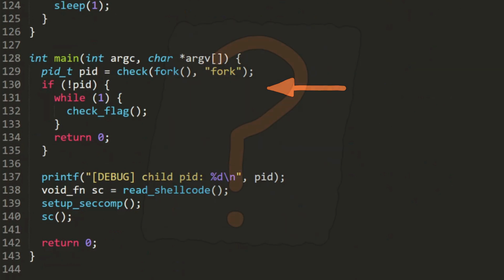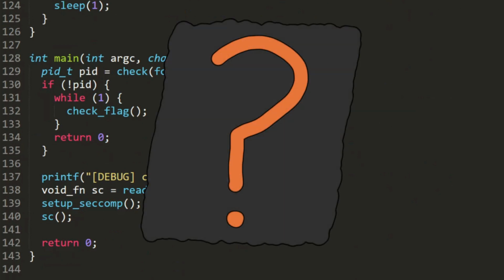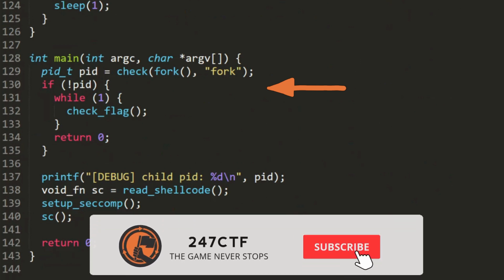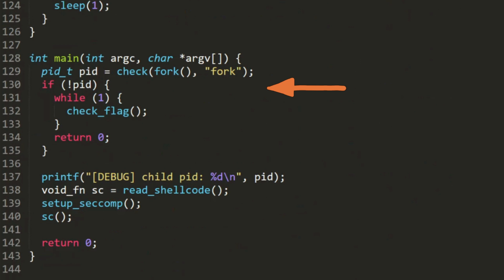But how can we know who is the parent process and who is the child process? Well, we can find that out by testing the value returned by the fork call. A value of 0 is returned to the newly created child process. A positive value, which is the child's process ID, is returned to the existing parent process. So based on these return values and the not process ID Boolean check, we can see that the child process enters into this check flag loop.